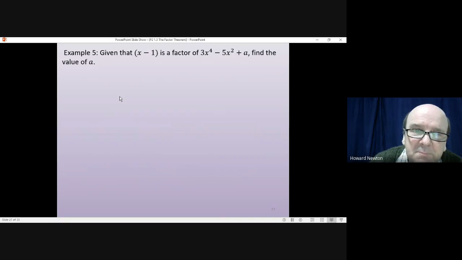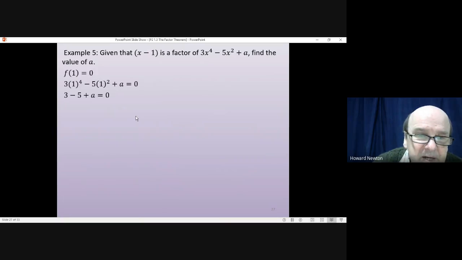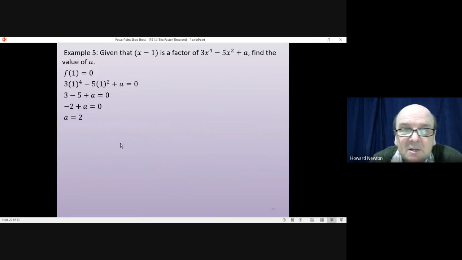Okay, so we need to put x equals 1 into the function. And we know that when we put x equals 1 into the function, we'll get 0 for the answer, because we've been told that x minus 1 is a factor. Well, if we put 1 into the function, we'll get 3 times 1 to the power of 4 minus 5 times 1 squared plus a, and that has to equal 0. Tidying that up gives us 3 minus 5 plus a is 0, which means minus 2 plus a is 0, and a is equal to 2. And that's the answer.